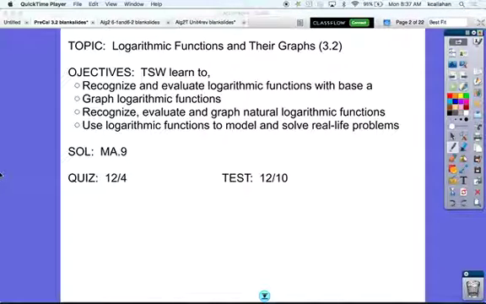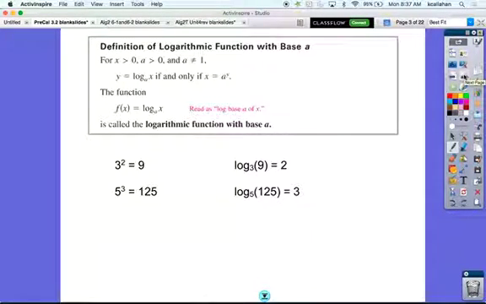So this one is the logarithmic functions, right? And their graphs. A little less emphasis on the graphs, just like in the first section, there's a little less emphasis on the graphs than exponentials. So, definition of a logarithm, right?